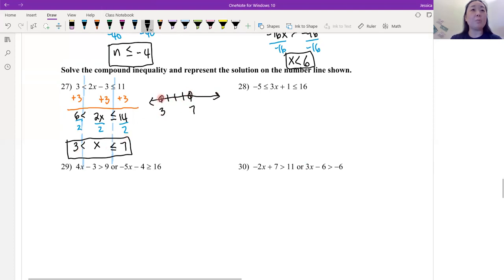We know at 3 is going to be open because there's no equal sign. And the 7 is going to be closed because there is an equal sign there. Just like that. There we go.